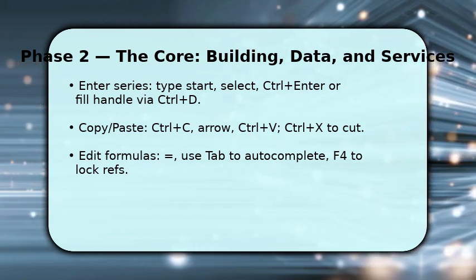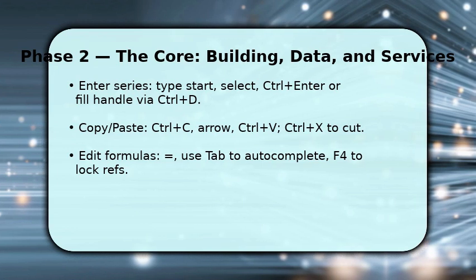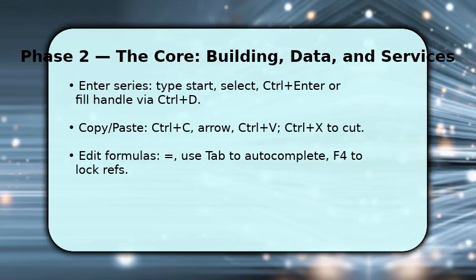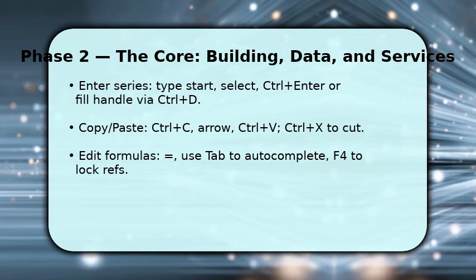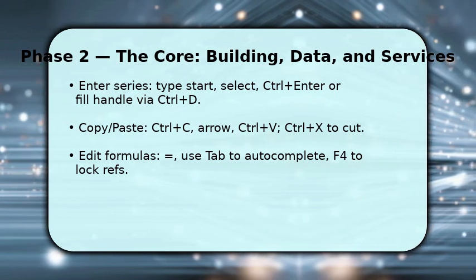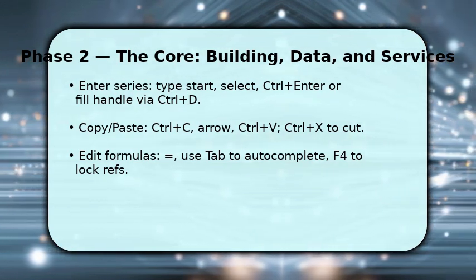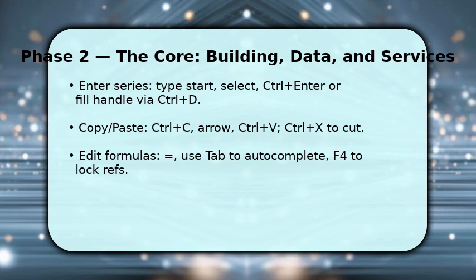To fill multiple cells, select the range and press Ctrl+Enter to write the same value, or use Ctrl+D/Ctrl+R to fill down/right. For quick copy and paste, use Ctrl+C, navigate with arrows, then Ctrl+V. Once done, check calculation with F9 if needed, and move on to formatting shortcuts.